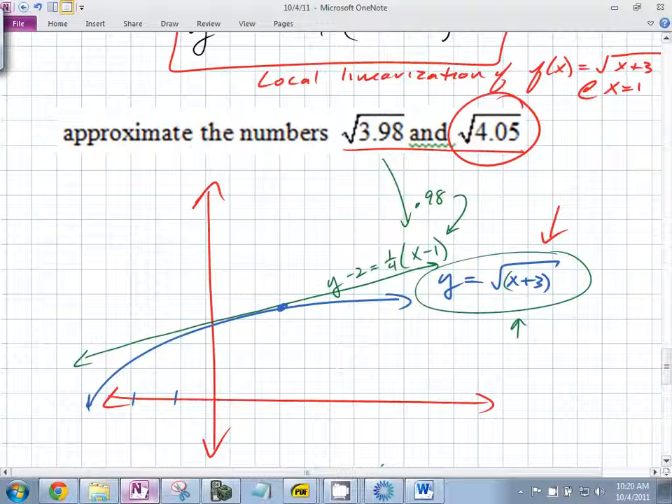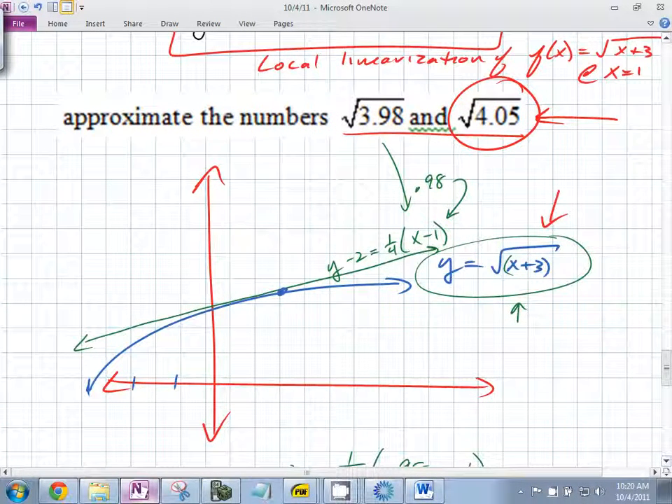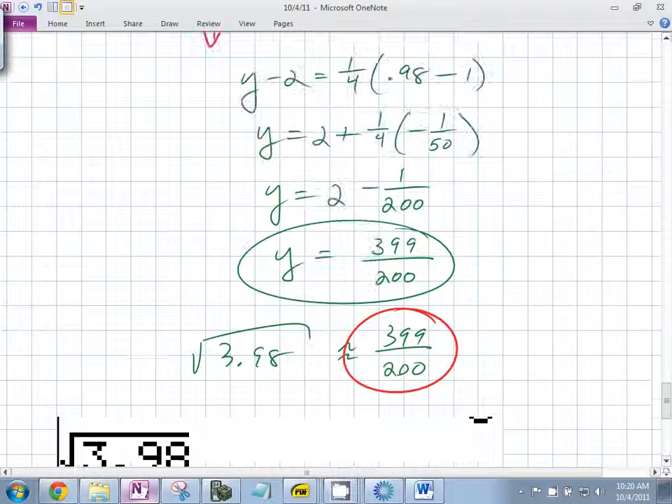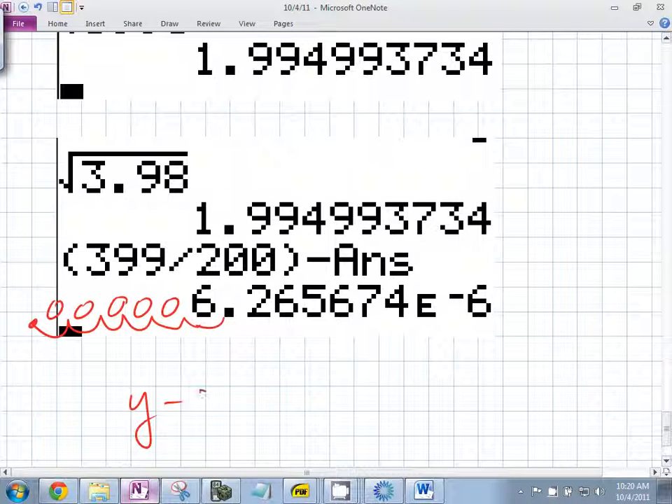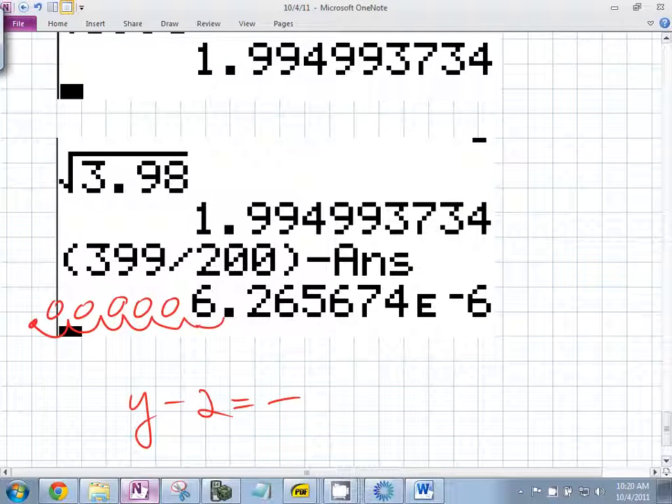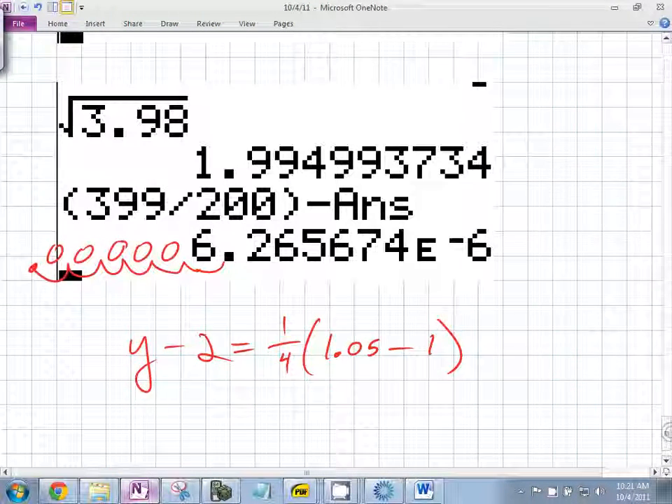Because when you plug in 1 into that, you're taking the square root of 4. So for 4.05, what do we plug into this? 1.05. We plugged in 0.98 before. So if we do that out, we're going to end up with y minus 2 is equal to 1/4 of 1.05 minus 1.